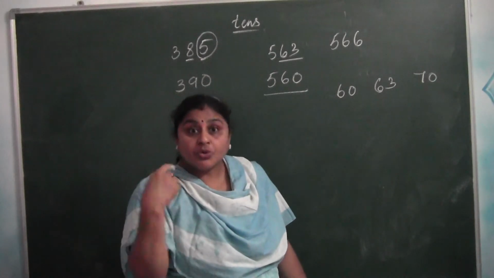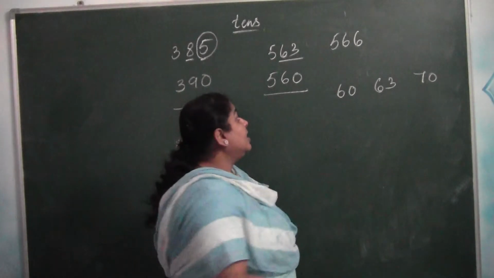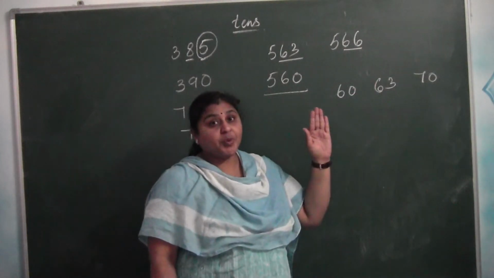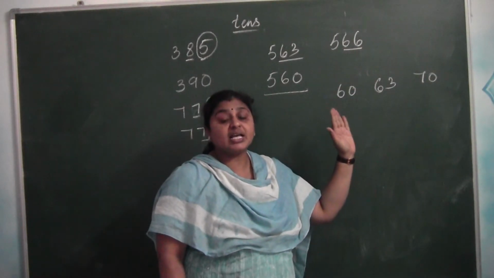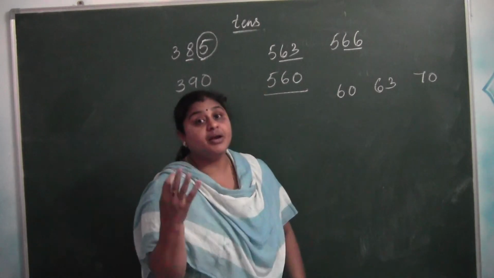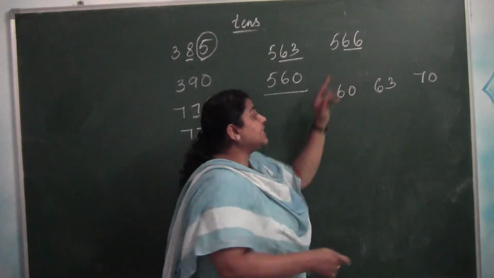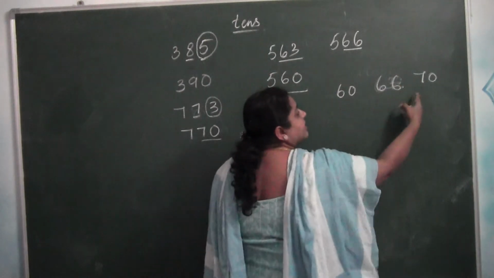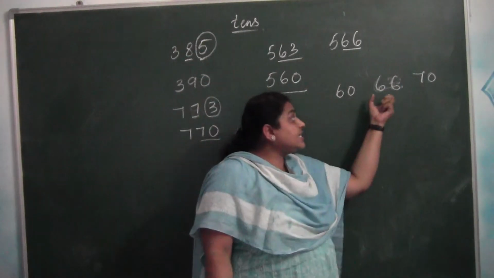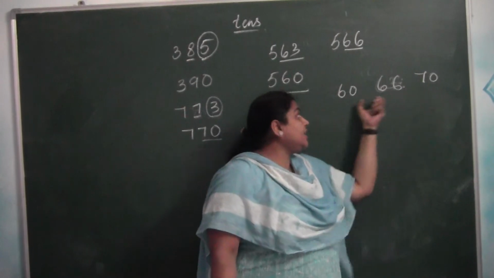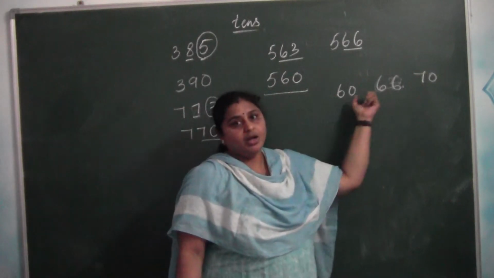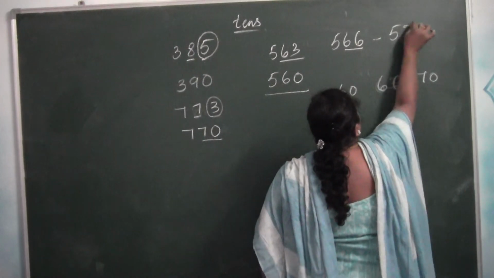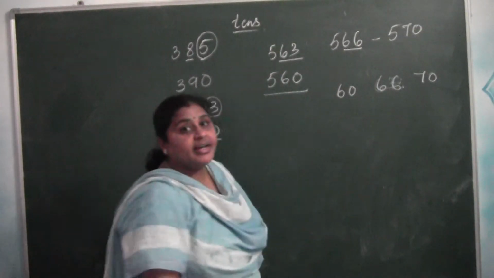Got it? Or if suppose I have 566, I have to round it off to nearest tens. Now let us underline these two digits. From tens place value I am underlining because I have to round it off to nearest 10. Now 66. Now 66 lies between again 60 and 70. Now tell me, 66 is nearer to 70 or 60? Nearer to 70. So I will write 566 as 570.